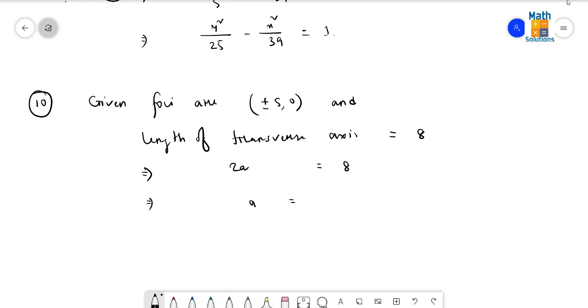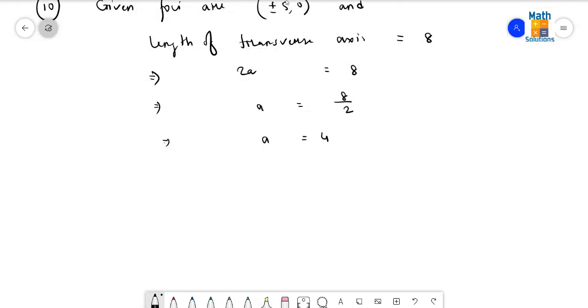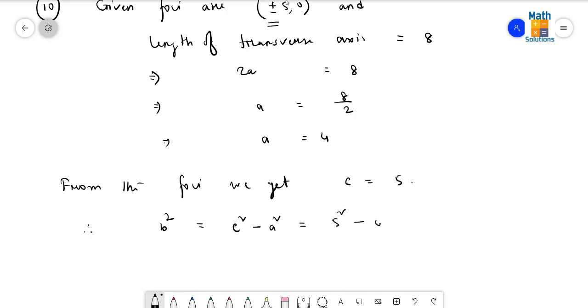So value of a will be what? 8 by 2. So value of a comes as 4. Now we get that the foci are plus minus 5, 0. So from the foci, what do we get? C is equal to 5. Therefore b square will be coming in what way? C square minus a square, that means 5 square minus 4 square, it is 25 minus 16, so of course 9. One more thing, since the foci lie on the x-axis, on which axis it is lying? It is lying on x-axis.